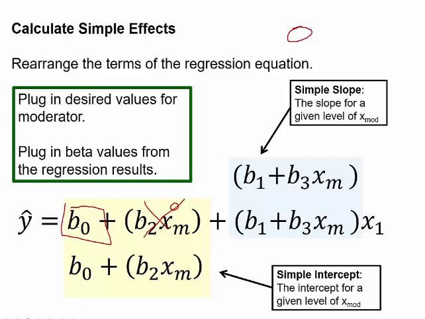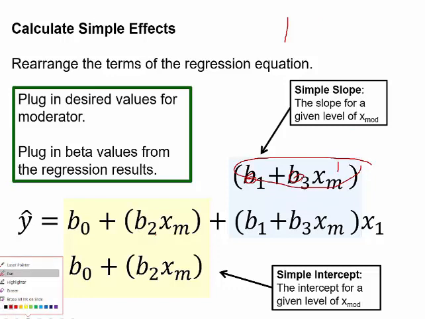And we can do the same thing for the slope over here. I ran my equation. I have the value for beta 1. I have the value for beta 3. And then I can say, well, what if someone's in group 1? If the moderator, xm, is equal to 1, I'll put that here: beta 1 plus beta 3 times 1, that will give me the slope for people in group 1.